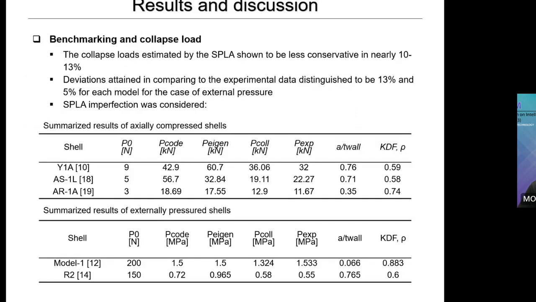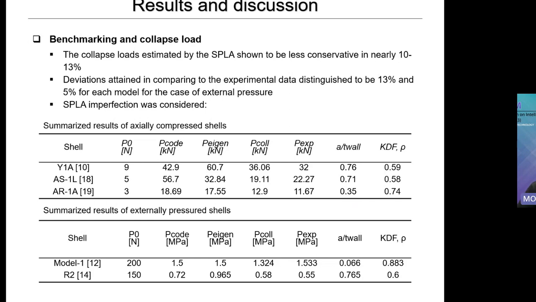Okay, so this is the result of the study. First, we go by benchmarking and analyzing the collapse load. We got three main things that need to be summarized. First, the collapse load estimated by the SPLA showed to be less conservative by nearly 10 to 30%. The deviation attained in comparing with the experimental data was 13% and 5% for each model for the case of external pressure, and the SPLA imperfection was considered.